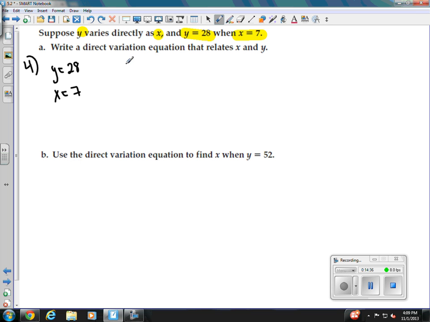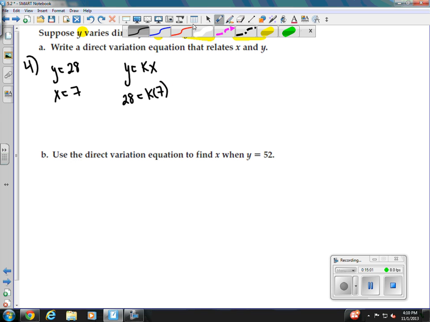So the very first thing we're going to do is grab our direct variation equation, y equals kx, and plug in what we know. We know y is 28 equals k times, we know x is 7. So now we need to solve for k. If k and 7 are side by side, that means they're being multiplied. So I need to do the opposite and divide both sides by 7 so I can solve for k. So 7's cancel. And 28 divided by 7 is 4. So 4 equals k.